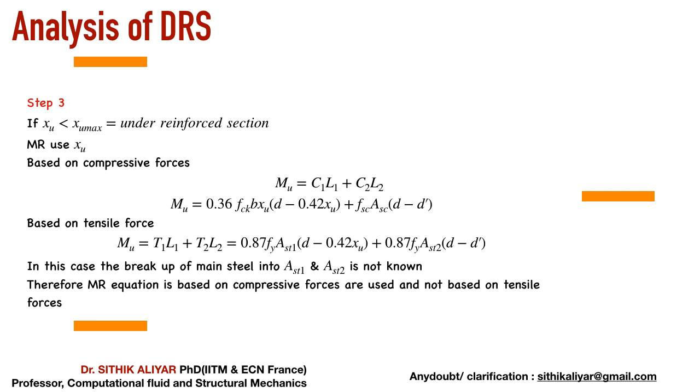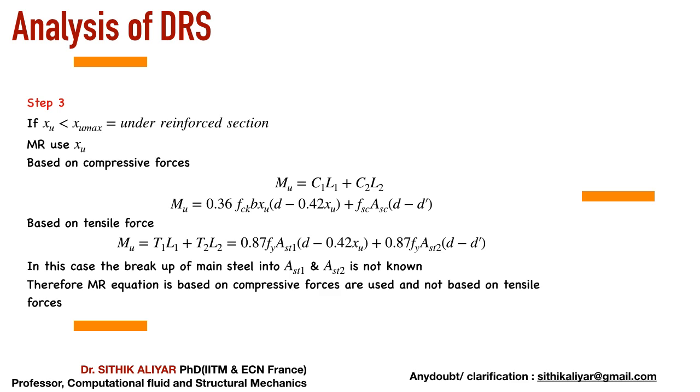In step 3, with the same procedure, if XU is lesser than XU max, it is an under reinforced section, even in the doubly reinforced case. Even for doubly reinforcement, you can reach the over reinforced section; you can put more and more bars and reach over reinforcement. So in step 3 you are checking whether XU is lesser than XU max or not. If it is under reinforced, it's cool. Use this formula. There are two formulas, for compression force and tension force.